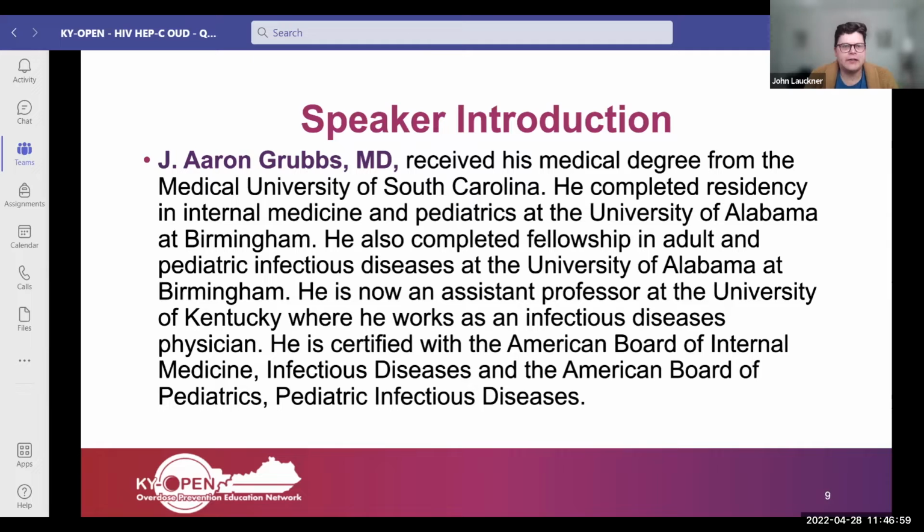Dr. Grubbs received his medical degree from the Medical University of South Carolina. He completed his residency in internal medicine and pediatrics at the University of Alabama at Birmingham. He also completed a fellowship in adult and pediatric infectious diseases at the University of Alabama at Birmingham. He is now an assistant professor at the University of Kentucky, where he works as an infectious disease physician. He is certified with the American Board of Internal Medicine, Infectious Diseases, and the American Board of Pediatrics, Pediatric Infectious Diseases.